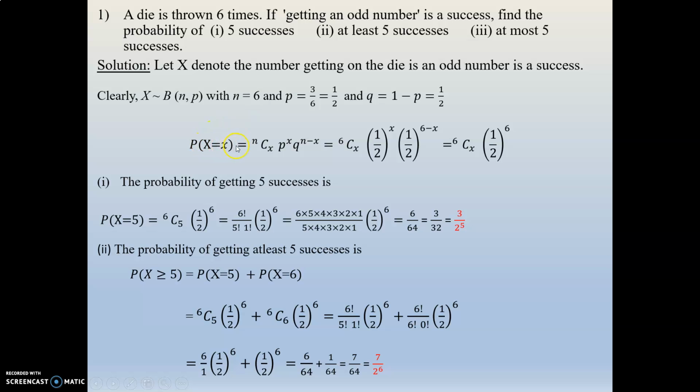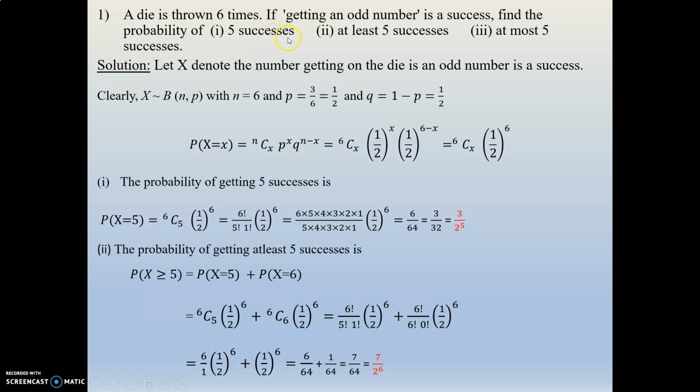So probability of X is equal to nCx p raised to x, q raised to n minus x. Substituting n, this is 6Cx, with p as 1 upon 2 raised to x, and q as 1 upon 2 raised to 6 minus x, that's equal to 6Cx into 1 upon 2 raised to 6, because x and minus x will cancel when added. Till here you can write this in every question. Now we are going to start the sub questions.